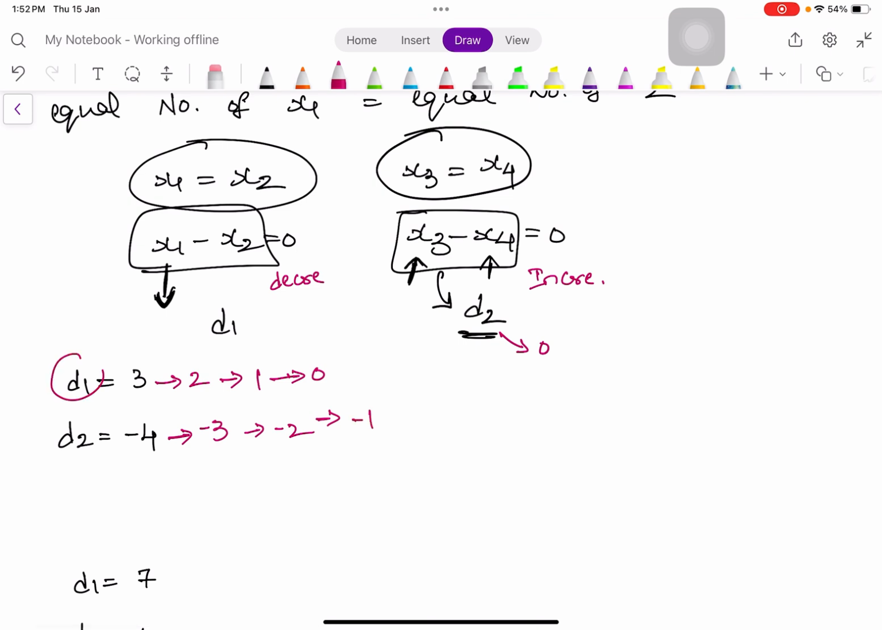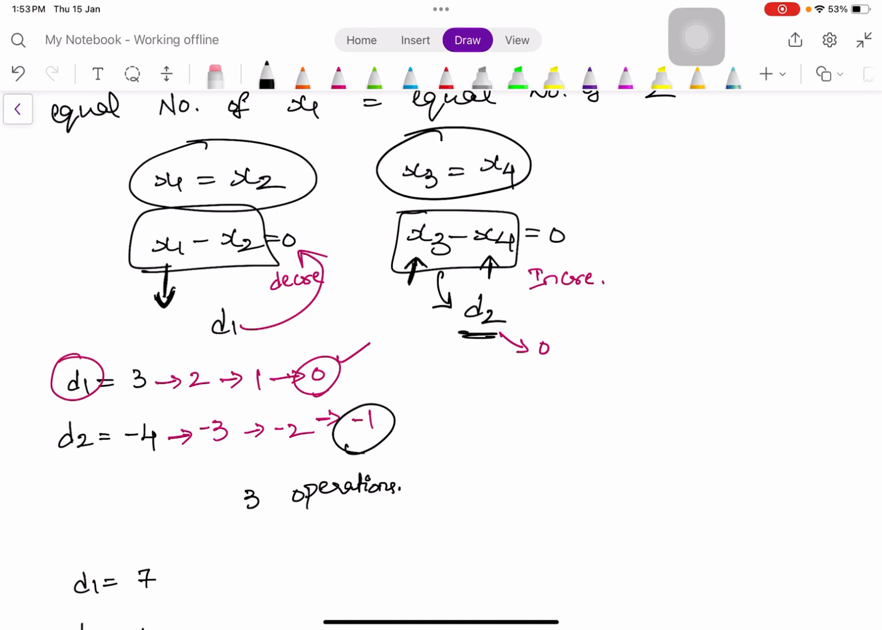When d1 becomes 0, we stop doing the same process. Why? Because now if I again do the process, then this will become minus 1, right? We want d1 to become 0, and when it becomes 0, we stop and we say d1 has become 0. In how many steps? In 3 steps, in 3 operations. Okay. And what about d2?